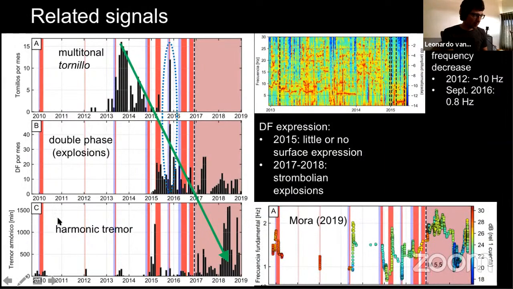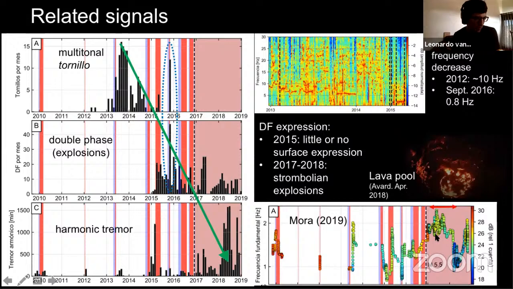And in the harmonic tremor, this is a work from Mauricio Mora, and what we see is that the fundamental frequency changes, and the higher frequencies of this harmonic tremor are here in mid 2017 to 2018, and this is coincident with the lava pool that was observed by Geoffrey Havard, and also by some observation by drone by Paulo Ruiz, and we see this beautiful lava pool, and maybe that is somehow related to these changes in frequency of the harmonic tremor.